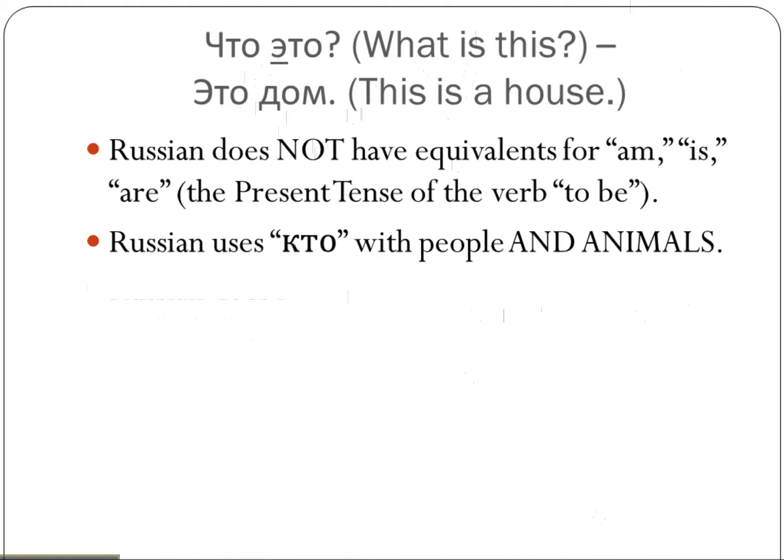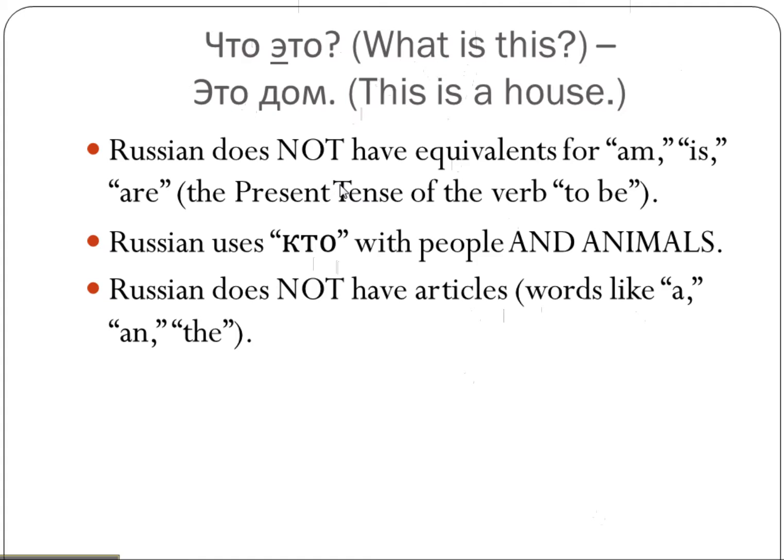Then we already know that we ask кто with anything that has a heart, people, animals, and we will be asking что to ask about things. And we don't have articles, so in English we have them, in Russian we have none. So in Russian it technically just says this house. There is no is, there is no a.